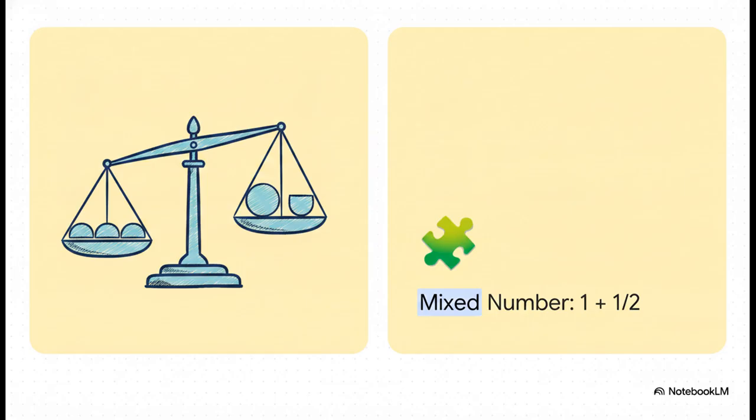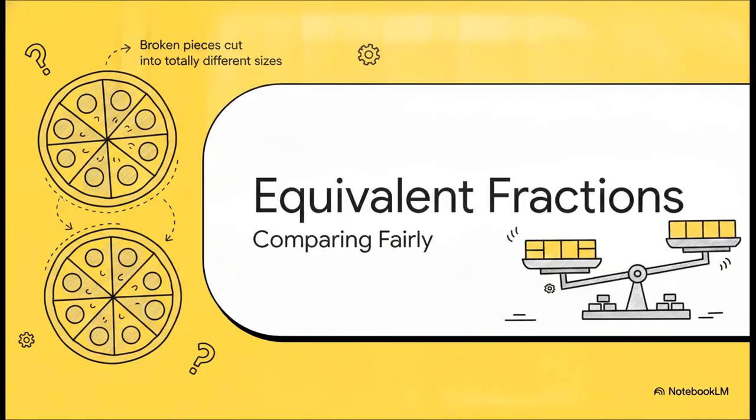Well, 2 of those halves clearly make a whole, with 1/2 left over. So the improper fraction 3/2 is exactly the same thing as the mixed number 1 and 1/2. It's just a slightly different way of grouping the exact same broken pieces. Which brings us to section 4.